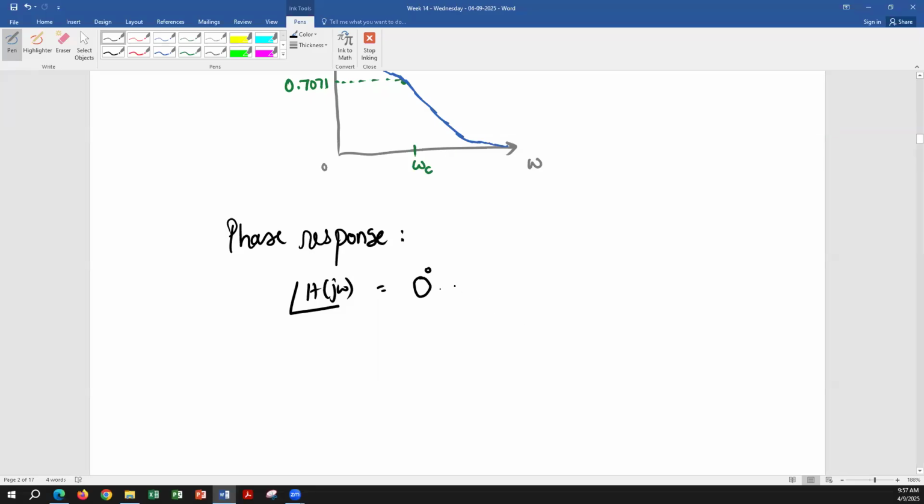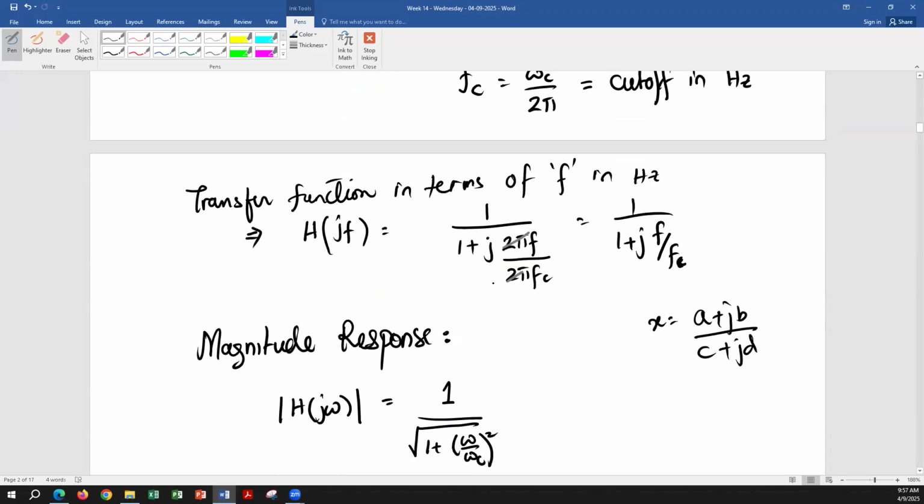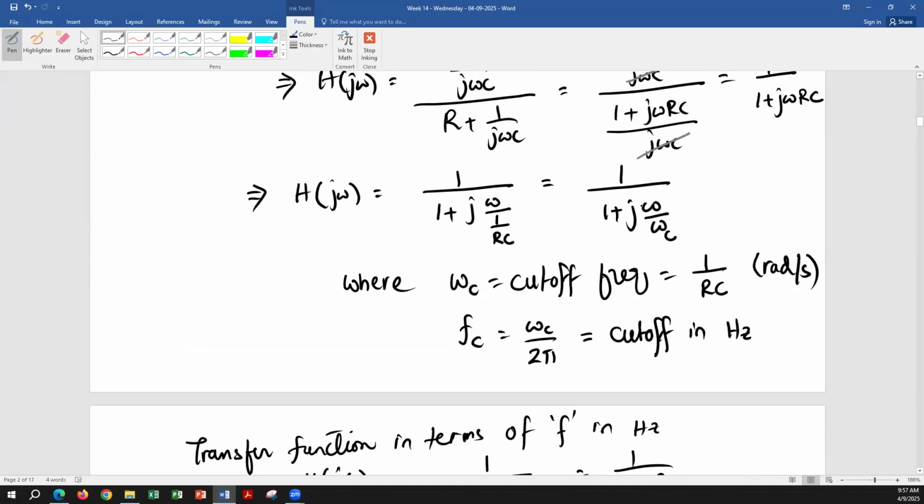Minus phase of the denominator. How do you calculate phase of the denominator? Hold on. Let someone else answer this. How are you going to calculate phase of the denominator? There's no numerator or denominator here. It's a plus jb, or x plus jy. B over a, very good. So tan inverse of the imaginary part over the real part.